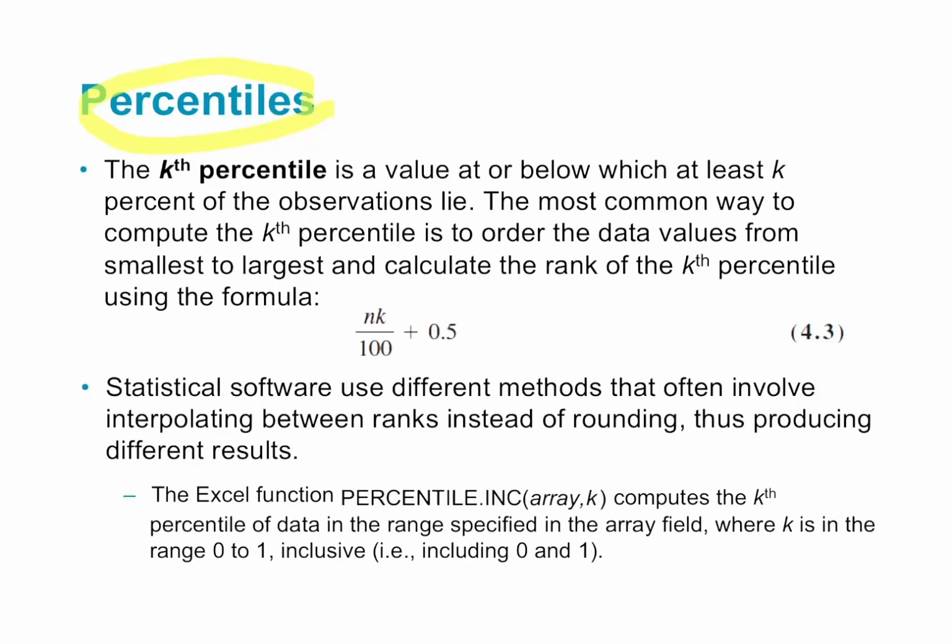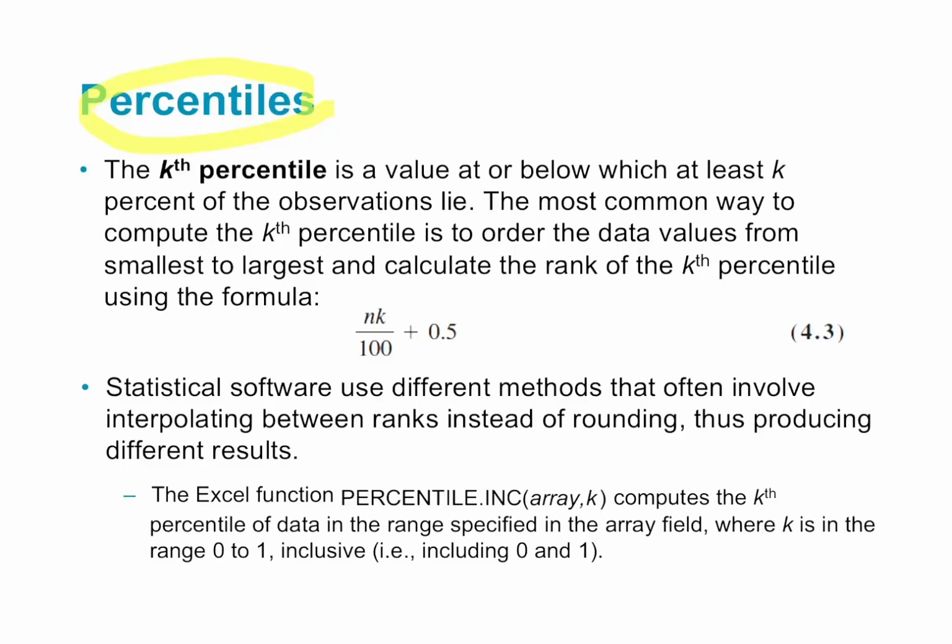A percentile tells you where a value stands relative to the whole data set. The 90th percentile is a value at or below which at least 90% of observations fall. You're already familiar with this from standardized tests. Scoring in the 90th percentile means you did as well or better than 90% of test takers.